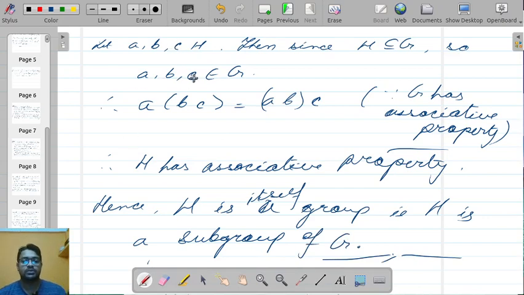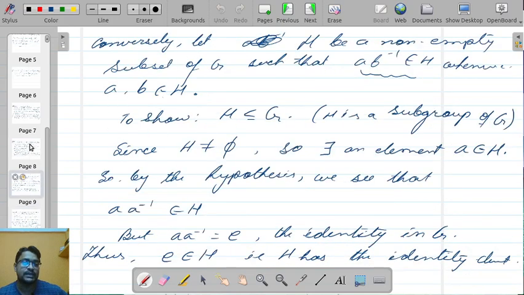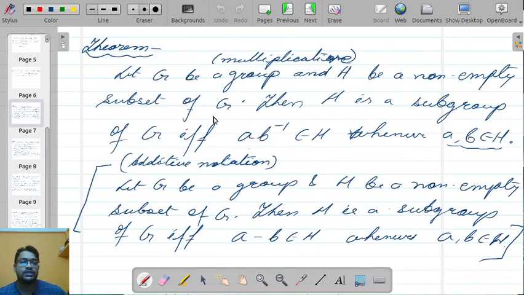So this is how we have proved it. This is also called the one step subgroup test. If we want to test whether a given set is a subgroup or not, it is sufficient to check whether AB inverse is in H whenever A and B are in H.